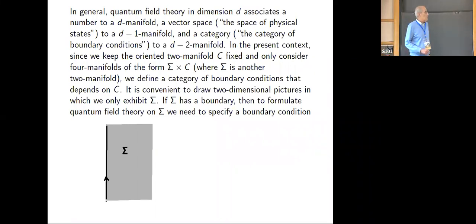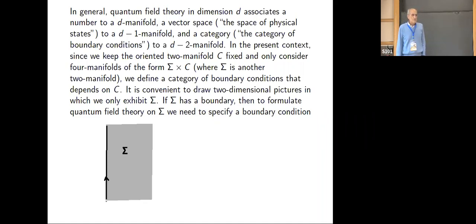Now, in general, quantum field theory in dimension D associates a number to a D manifold called the partition function or transition amplitude or whatever, depending on the precise context. A vector space, the space of physical states, to a D-1 manifold, usually envisioned as an initial value surface on which initial data are formulated. So in the previous talk, we had initial data for the Navier-Stokes equations. Now we have initial data to which we associate a quantum state or a vector in a space of physical states. And then a category, the category of boundary conditions to a D-2 manifold.